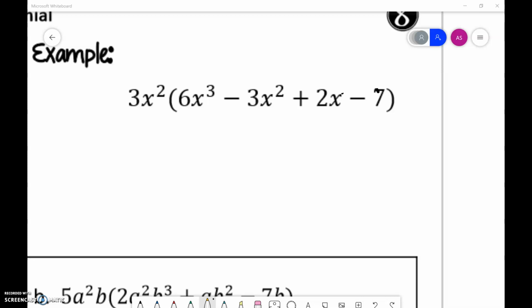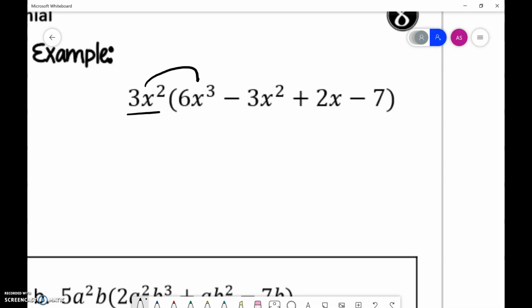Hey guys, today we're going to be looking at multiplying a monomial times a polynomial. As you see, you'll have a term in front and then some terms on the inside that need to be multiplied. So we're going to use the distributive property, which you've seen before. The only difference now is we're going to have to apply our exponent rules.